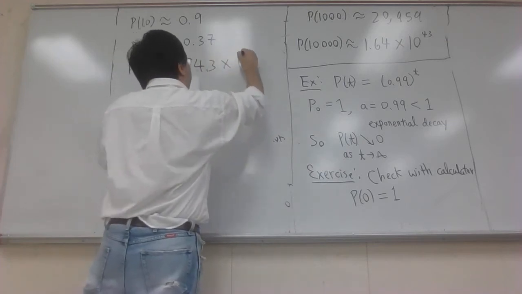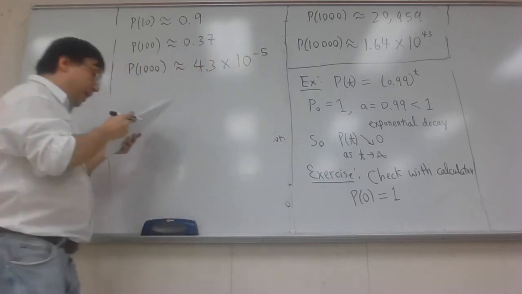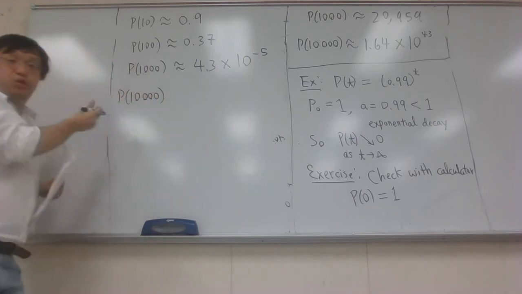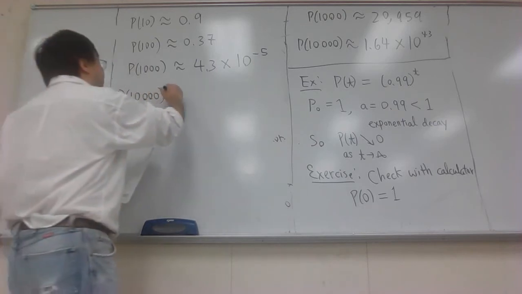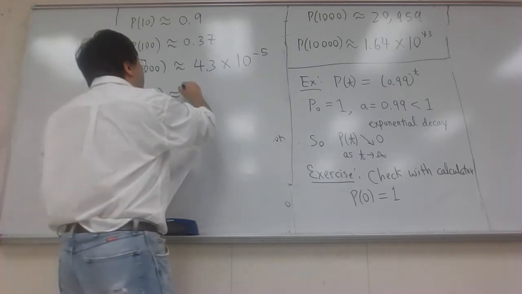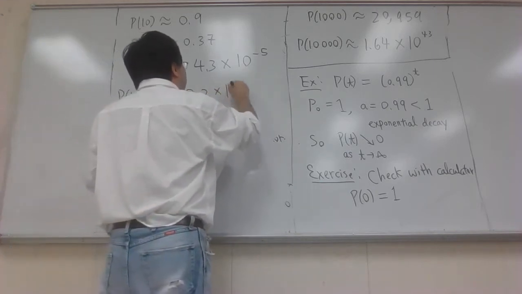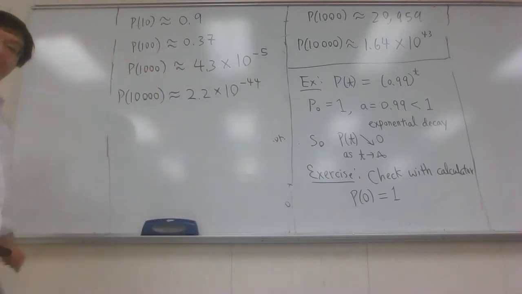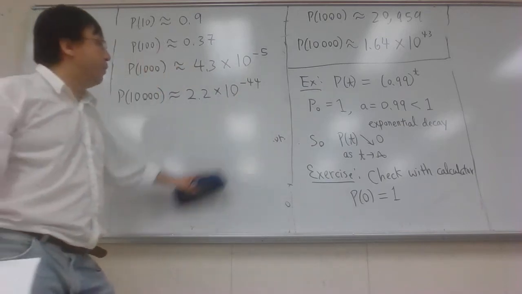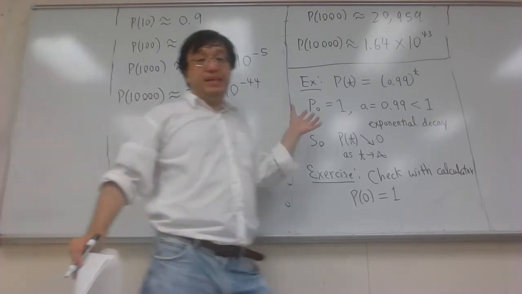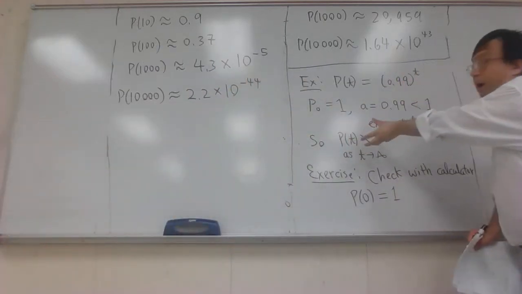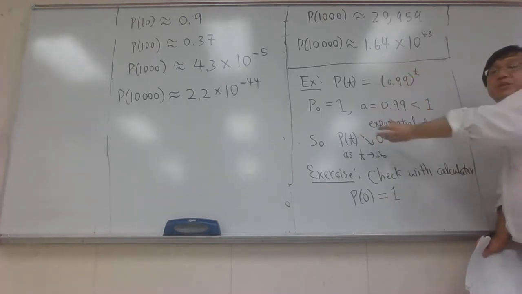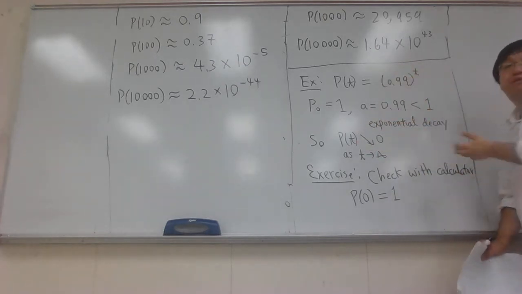4.3 times 10 to the power of minus 5. And if you plug t equals 10,000 in here, now it's really, really close to 0. You can check that this is approximately 2.2 times 10 to the power of minus 44. So you can see by numerical computations that this exponential function gets closer and closer to 0, decays down to 0 as we move forward in time.